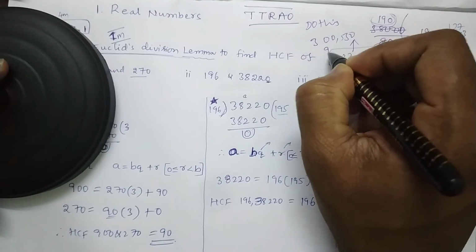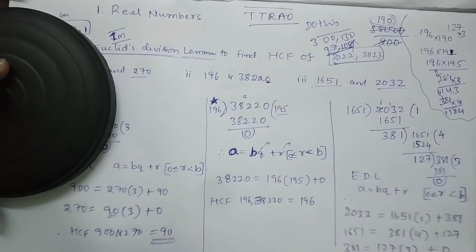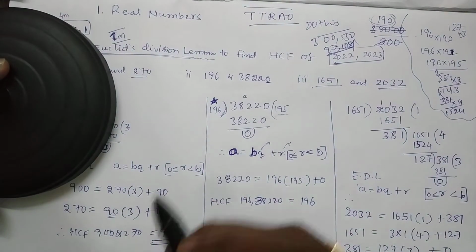So 97, 108. These numbers will come for 1 mark questions. So don't neglect them. Be strong, be perfect. You can do it.